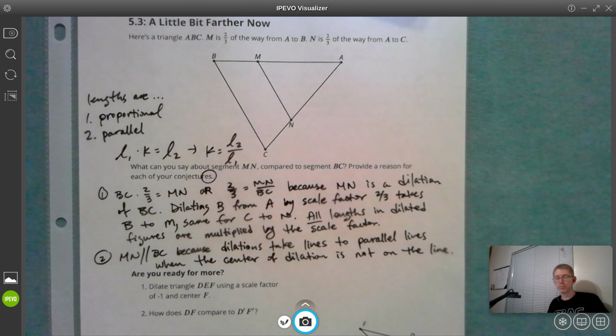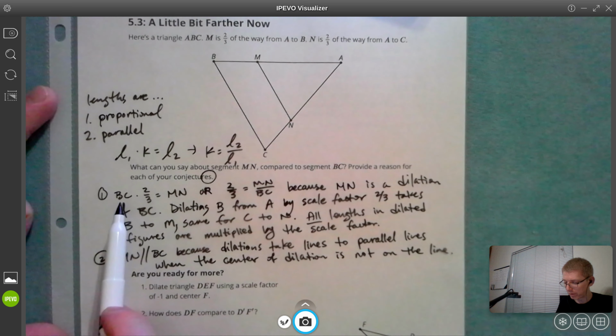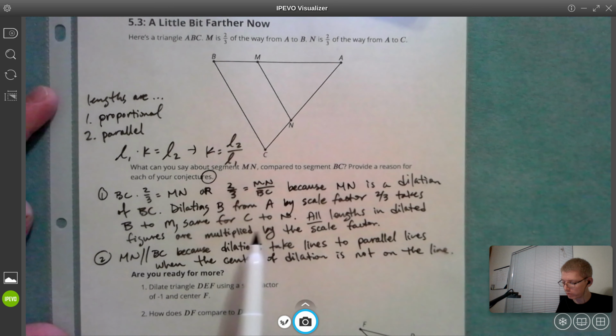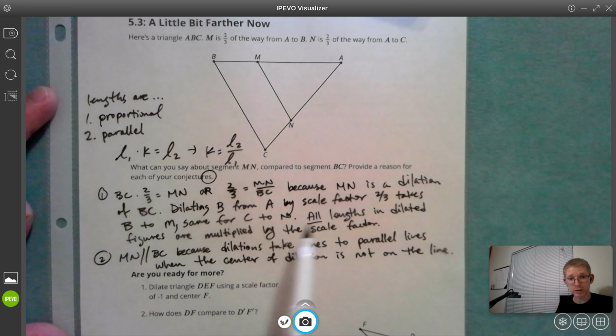Okay, so two statements. Right? We have this statement that compares the lengths, and then we have our justification, right? And the main justification, the part that you would want to focus on, is that all lengths are multiplied by the scale factor. And then our second statement is that the lines are parallel.